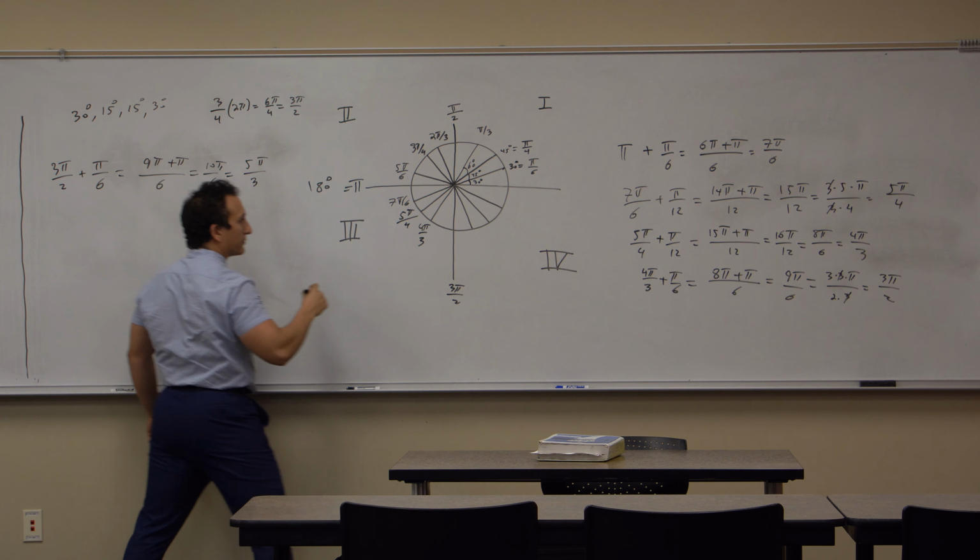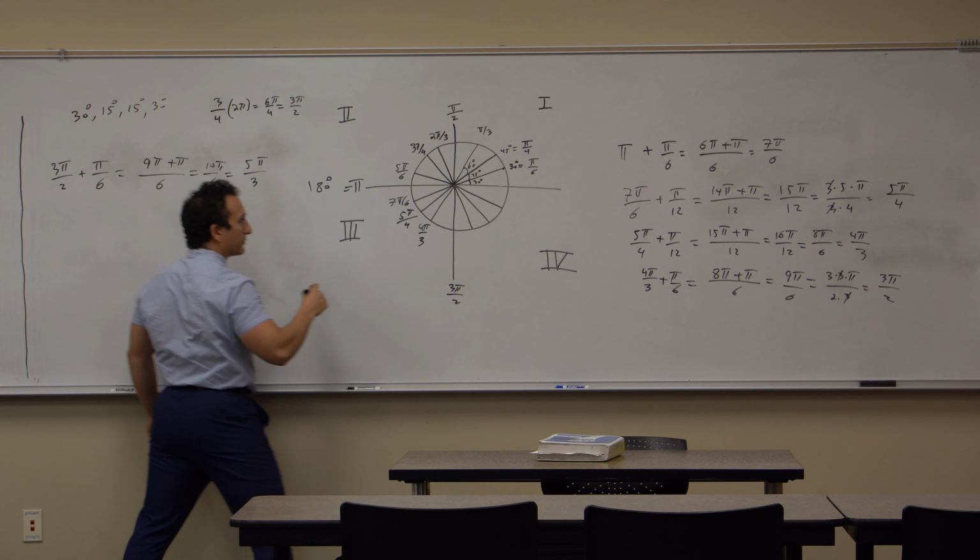Next, I add another 15-degree analog to 5 pi over 3 plus pi over 12. Multiply top by 4, I get 20 pi plus a pi all over 12. This is equal to 21 pi all over 12. This is equal to 3 times 7 times pi all over 3 times 4. Cancel out the 3. This is equivalent to 7 pi over 4.